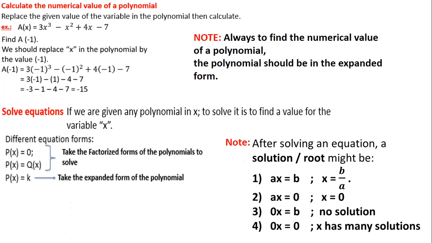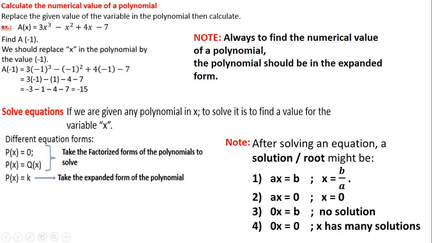Now, if you are given a polynomial and you are asked to calculate its numerical value, we replace the given value of the variable, then we calculate. For example, if we are given this polynomial and we should find a of -1, each x in the polynomial, we replace it by a -1, then we calculate to get the answer. Please always notice that to calculate the numerical value of a polynomial, the easiest way, it should be written in expanded form to replace.